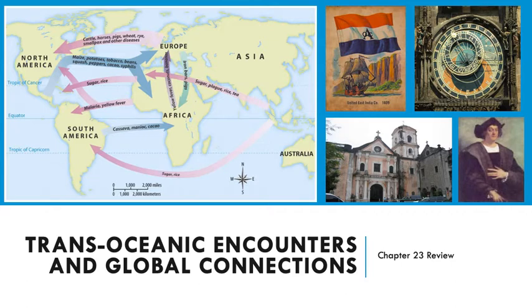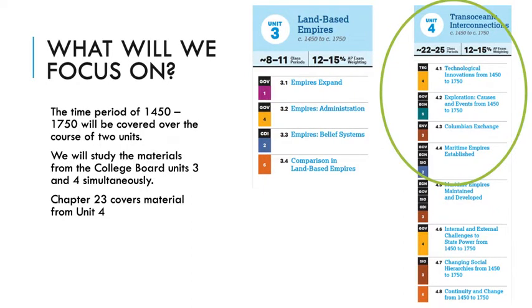In the first section, we're going to look at those voyages and the technologies that made it possible. What we're going to focus on in this unit is the time period of 1450 to 1750, and that's what units 3 and 4 are about, which is what we're now moving into. We're going to start with unit 4 from the College Board's course description, which is about transoceanic interconnections.